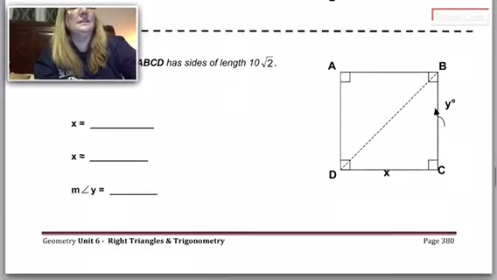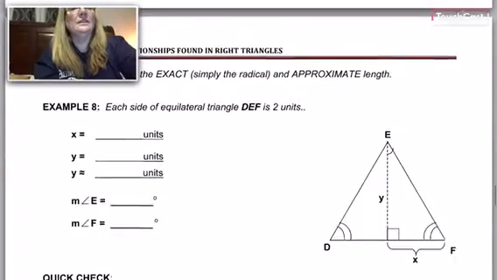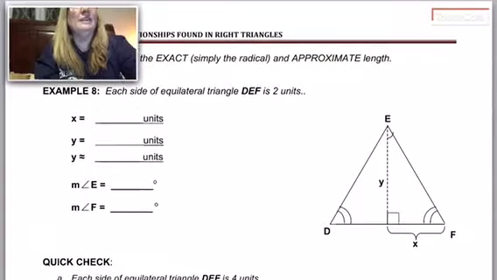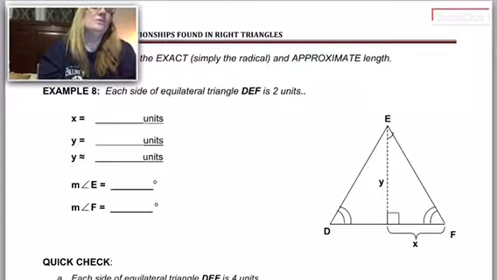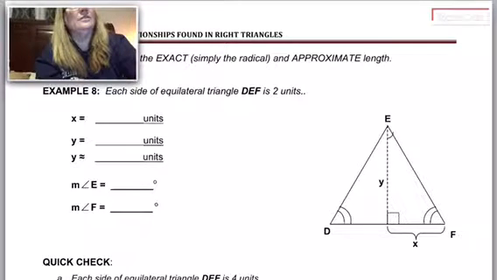Okay, the next thing is now we have an equilateral triangle. So this is also going to have a pattern, but it's going to be a little bit different. So here they're saying that each side of the equilateral triangle, at least this one, is 2 units. So they're saying that these sides are all 2.